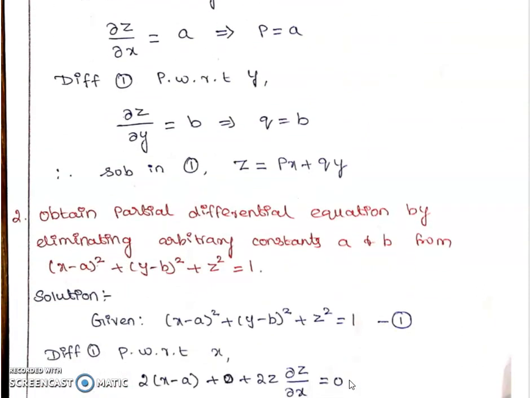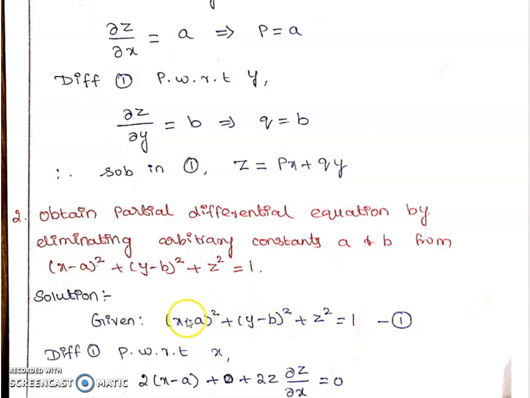Next, we go to the second problem. Obtain the partial differential equation by eliminating the arbitrary constants a and b from x minus a the whole square plus y minus b the whole square plus z square equal to 1. Now, this is the solution. We take the given equation as x minus a the whole square plus y minus b the whole square plus z square equal to 1.